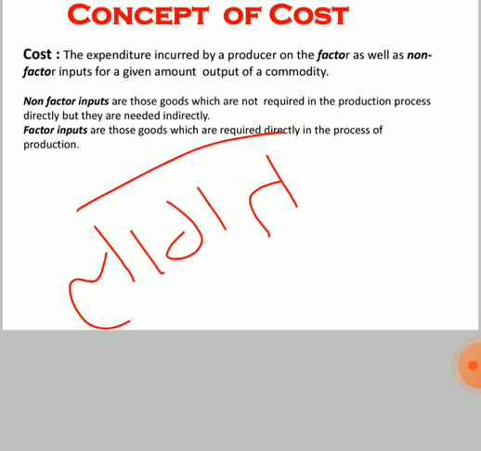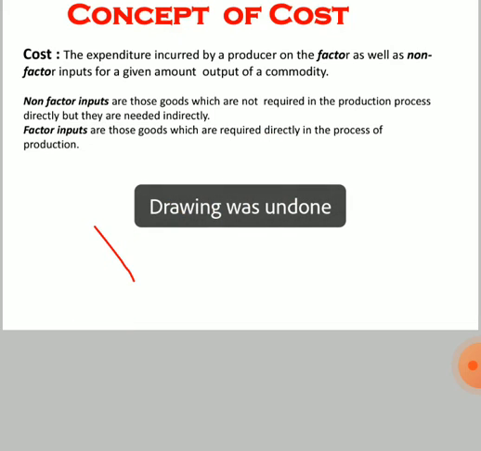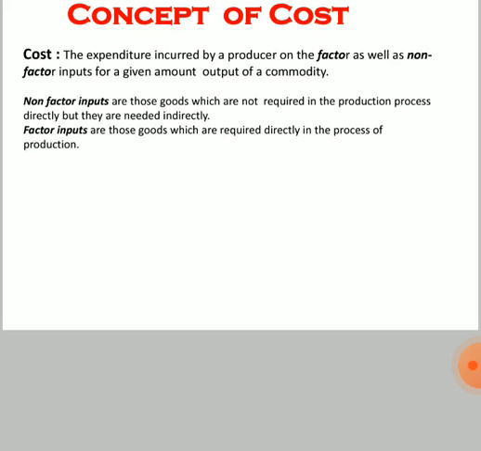So what is cost? By definition, it is the expenditure incurred by a producer on factors as well as non-factor inputs for a given amount of output of a commodity, okay. So when a person is spending some amount of money for producing a particular commodity, that amount will be called cost, okay. And this cost is divided into two parts, non-factor and factor inputs. So from this cost only the two new things are coming out here. First is non-factor inputs and second is factor inputs.